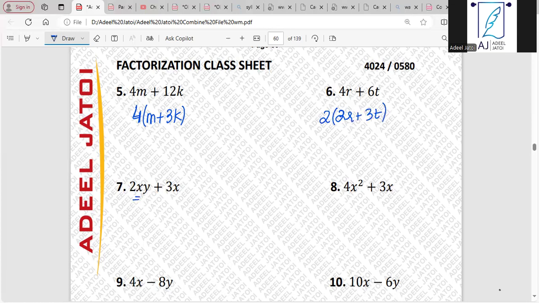Here what do we see common is x. What do we have? 2y plus 3. Because the common here is x. So what are you left with behind? 2y plus 3. 4x squared plus 3x. Common is x. What are we left with? 4x plus 3. Only the variable is common here, right?